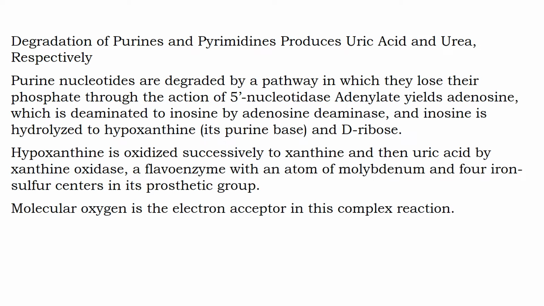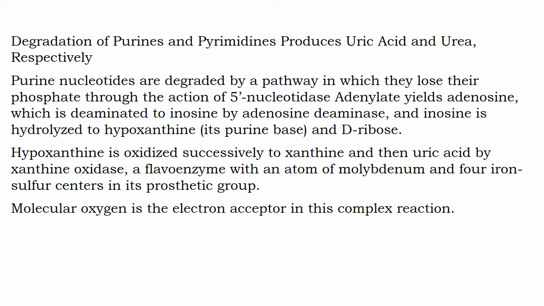This hypoxanthine is a purine base, and there is D-ribose. So this inosine is broken down into two parts: one is hypoxanthine as well as ribose. So these two combine to form this inosine. Now hypoxanthine is again oxidized successively to xanthine and then to uric acid. So this is xanthine, what we see in protein testing, the xanthoproteic test. There is xanthine, and then ultimately we are going to get this uric acid.